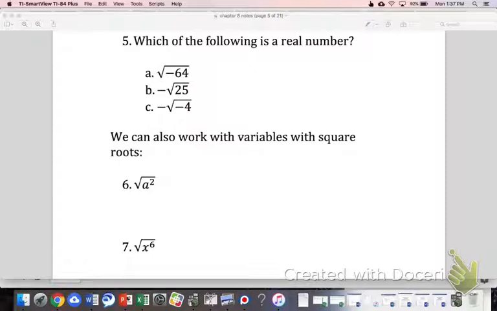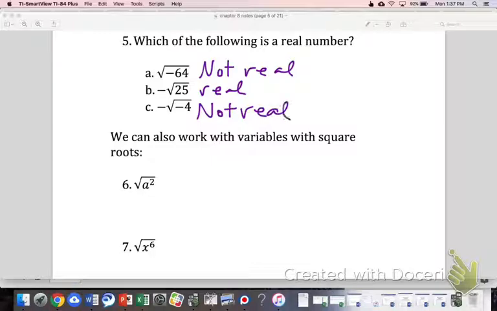A, real or not? Not real. B, real or not? Real. And C, real or not? Not real. So can anyone identify the pattern within the not reals? What's the issue? Yes, it's the negative inside the radical right there.